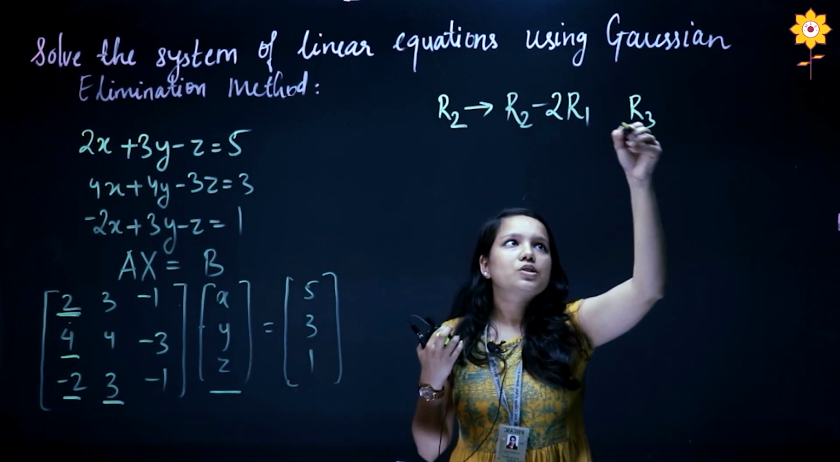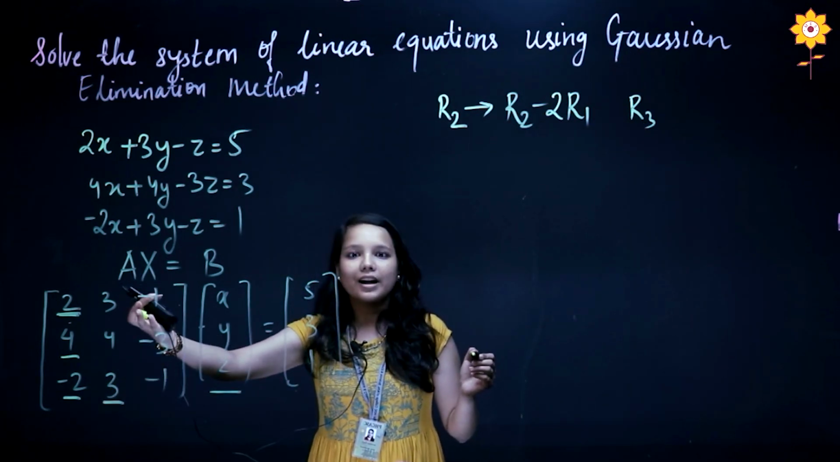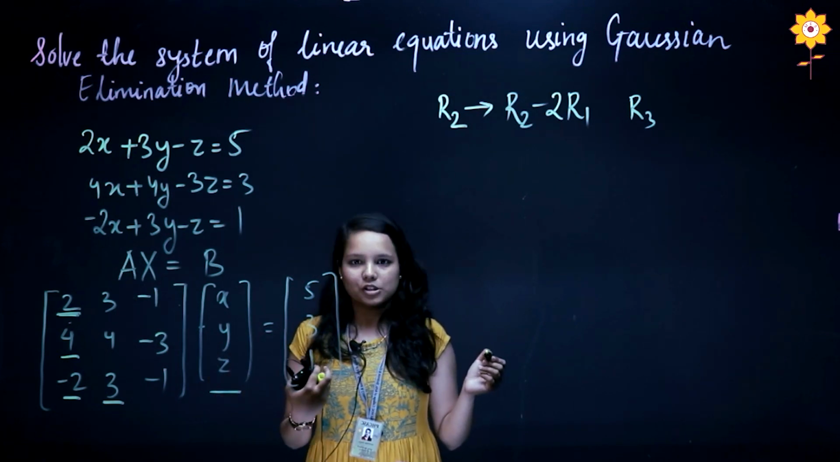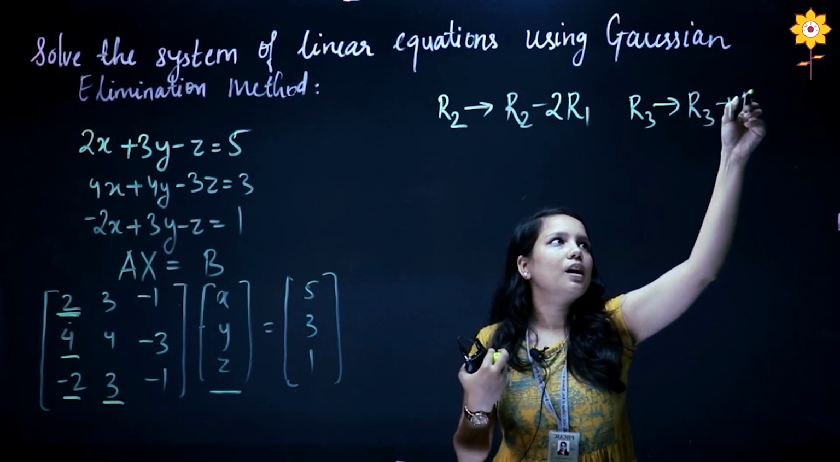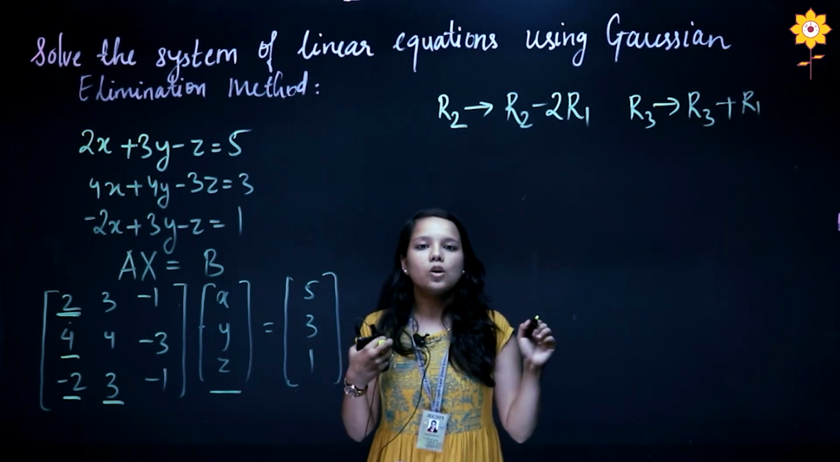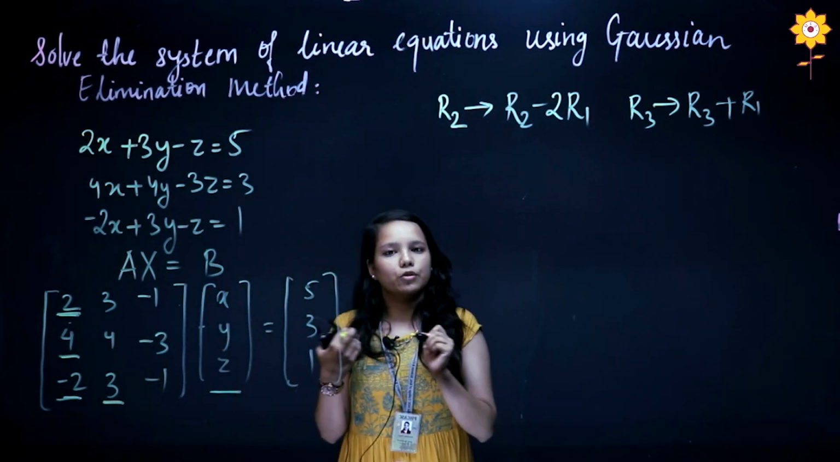Similarly for R3 also, I need to change my R3. R3 is minus 2. If I add it to the first row, I will get the element as 0. So now R3 I will change to R3 plus R1. By these 2 operations, I will get these 2 entries as 0 for the matrix.